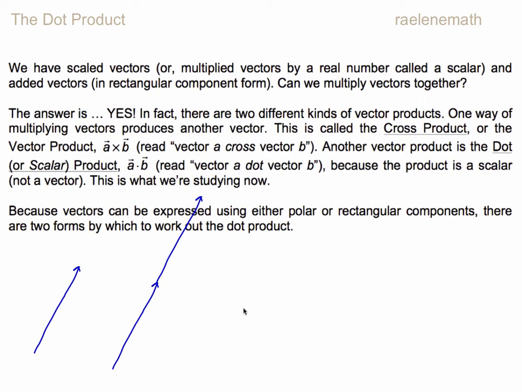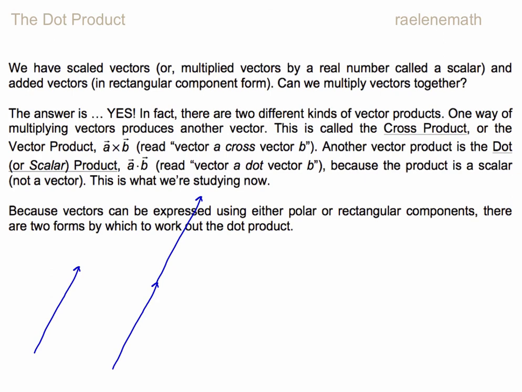And so there are two types of vector products. One is known as the vector product A cross B, and sometimes it's just called the cross product. The other is called the scalar product. It's still when two vectors are joined by multiplication, but this time it's called the dot product. This is the one that we're looking at now.